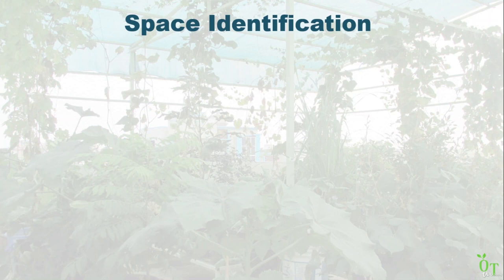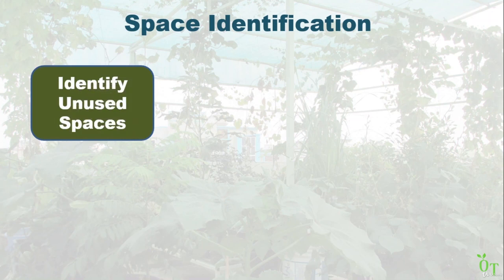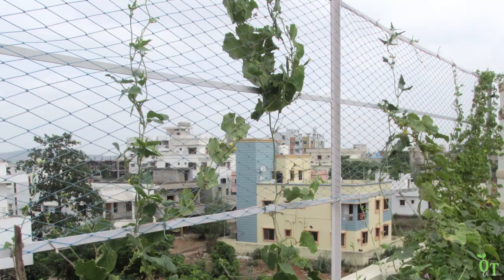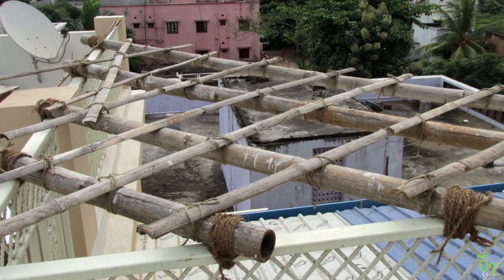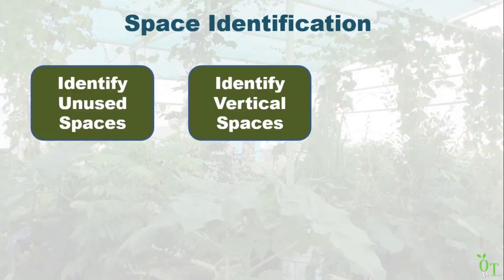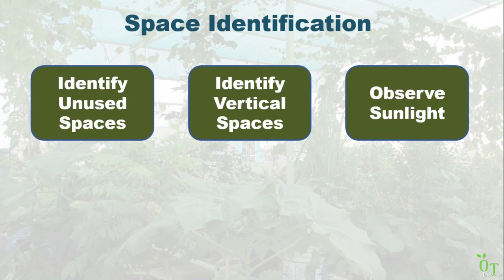First, you need to identify the unused spaces in your house. It could be your terrace, your balcony, your porch, or even your windowsill. Look out for vertical spaces where creepers can grow. Also look out for all the empty spaces where you can build a trellis. Then check out how much sunlight these spaces get. Without sunlight, you literally cannot grow anything.